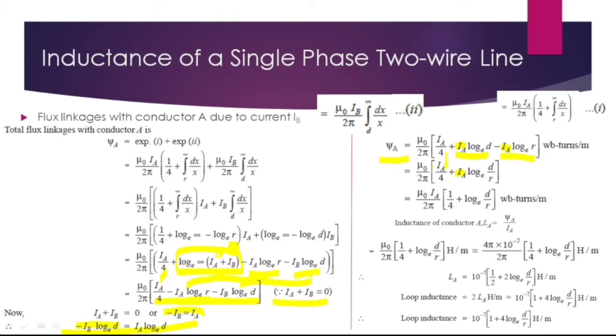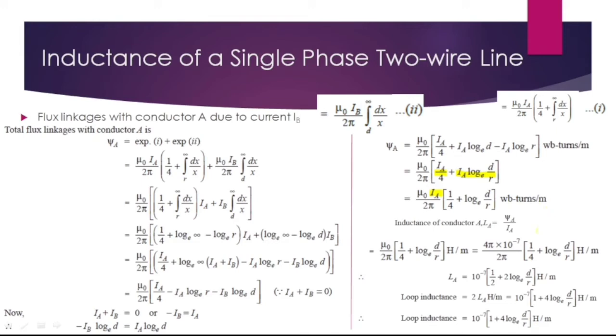Then in these two terms, this is the first term and this one is the second term. In these two terms we have IA as the common, so I am taking IA common here, and the remaining term is 1 by 4 plus log d by r base e, Weber turn per meter.